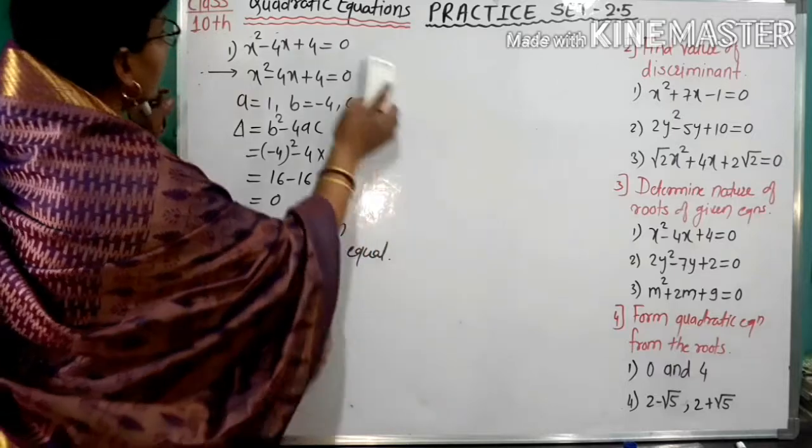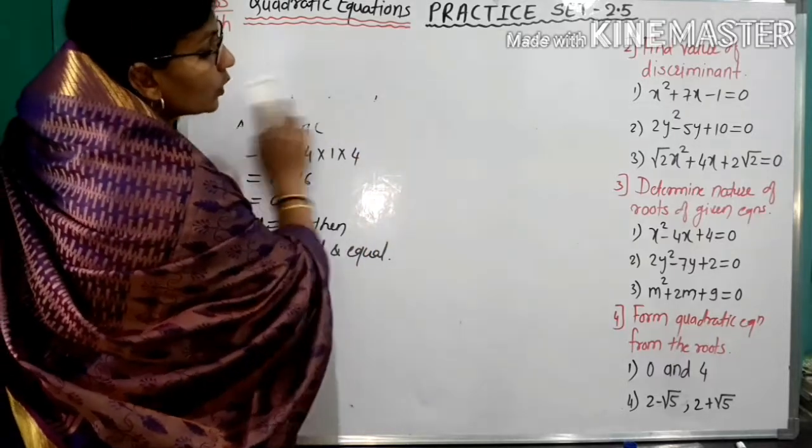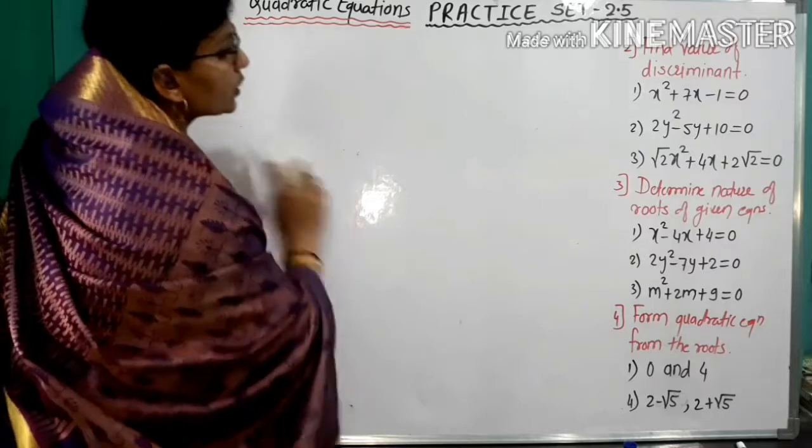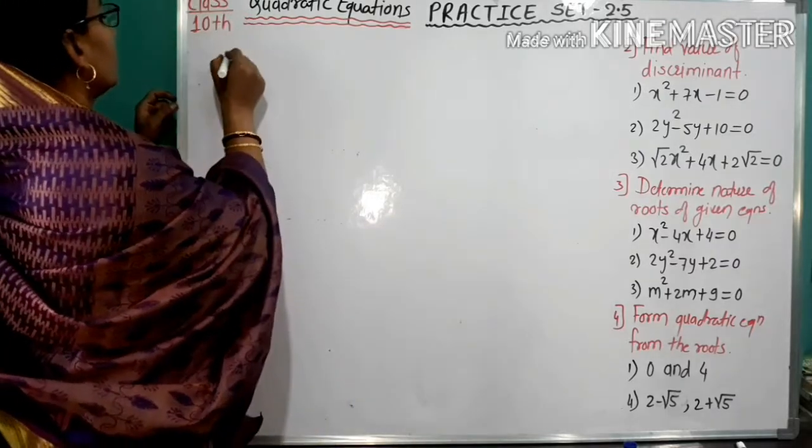Then take second example is 2y square minus 7y plus 2 equal to 0.